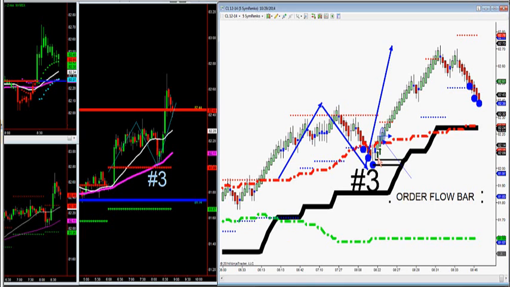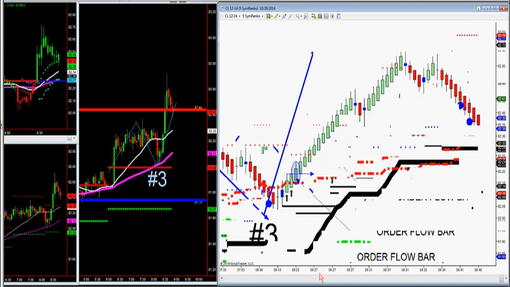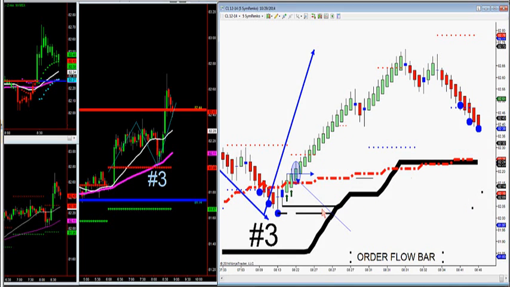Once you get the blue fib dots, once you get the first arrows, you already knew you broke outside of HVA. It's very bullish. You retested HVA. There's your blue fib dots. Now let's check this out. Where's my order flow bar?